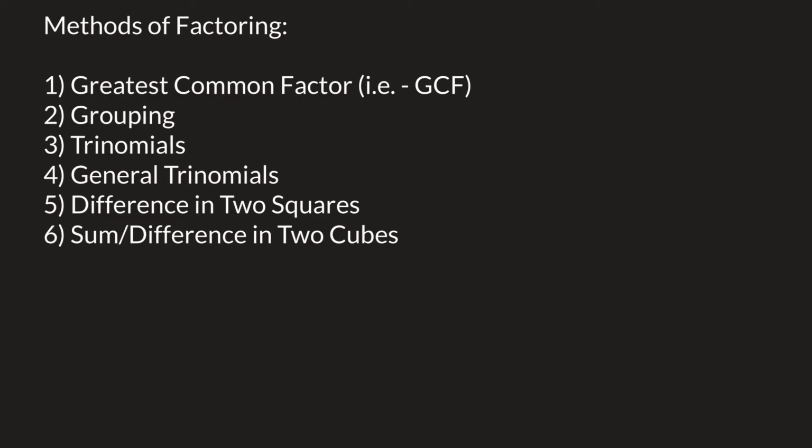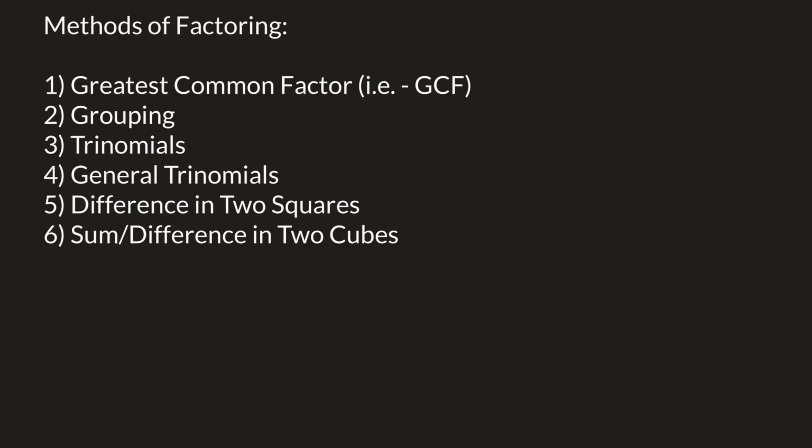With multiplication, that was the distributive property, right? We're distributing things into the equation by multiplication. And here we are going to factor things out. So the opposite, okay? There are more or less six ways of factoring: greatest common factor, grouping, trinomials, general trinomials, differences of two squares, and sum and difference of two cubes.